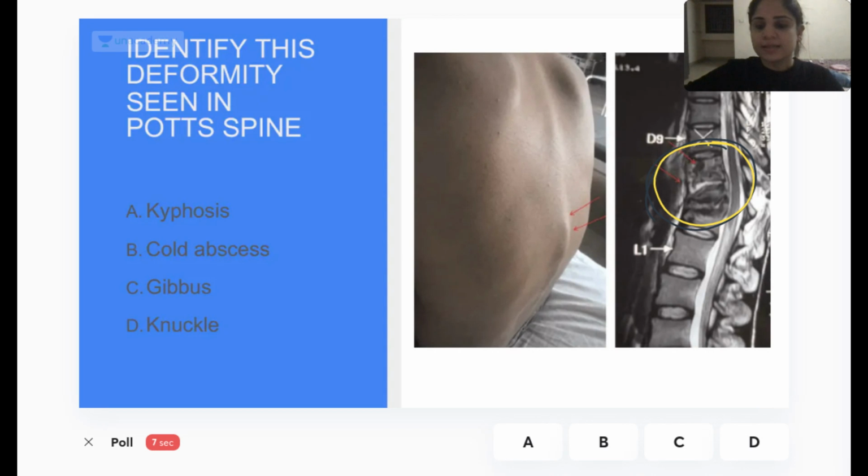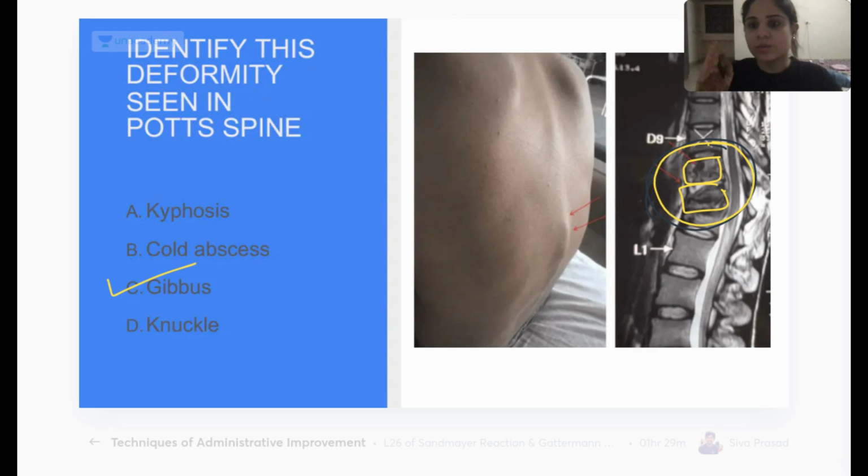Yes, absolutely correct. So as Tariq has mentioned, if one vertebra is affected, it is called a knuckle. If two vertebrae are affected, it is called a gibbous. So here you can see two vertebrae affected, this one and this one. Both of these are destroyed. So it is a gibbous. And if three or more than three vertebrae are involved, it is a kyphus. Many of you all got confused about how many vertebrae are destroyed.